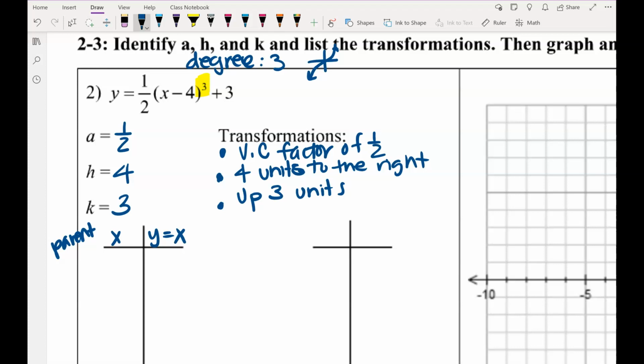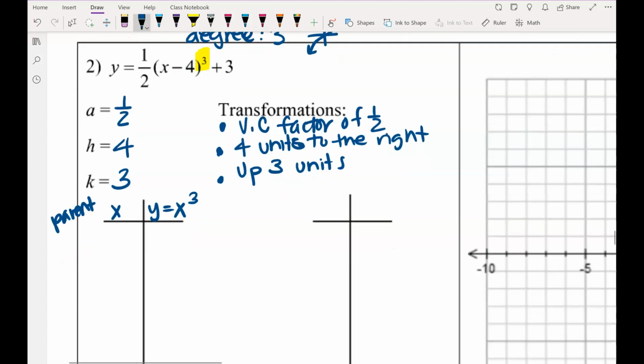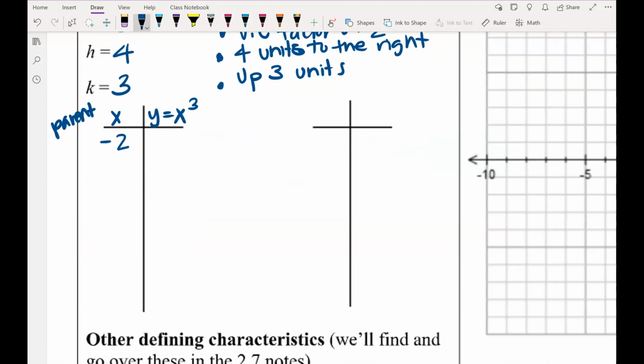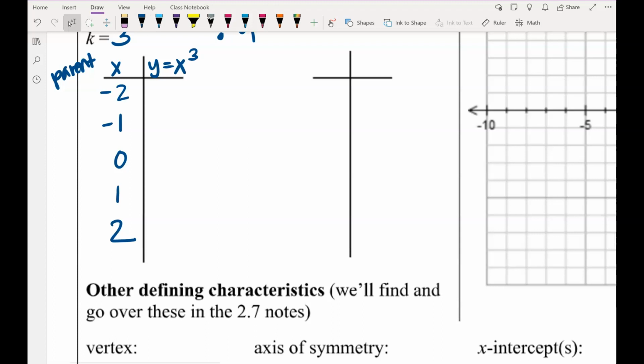All right. Val, what's the parent equation? Y equals x to what power? 3. Good. Okay. So guys, we have 5 x's that we're going to use: -2, -1, 0, 1, and 2. Can you quickly fill in the 5 y values for the parent, please? All right, Parker, get ready to give me the 5 y values, okay? Okay. All right, what are they? The first one's -8. The next one is -1, 0, 1, 8.